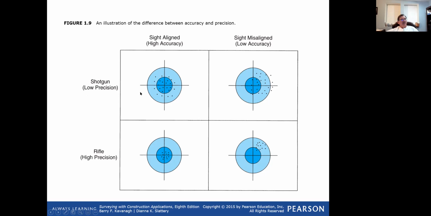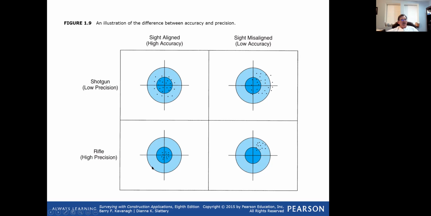Come back over here, now we have a little better accuracy. We're kind of centered on the bullseye, but we're all over the place. Here, the rifle pattern is all inside the smaller circle. This is what surveyors do. They take repetitive measurements that therefore end up looking more like the rifle. That's precise and accurate.